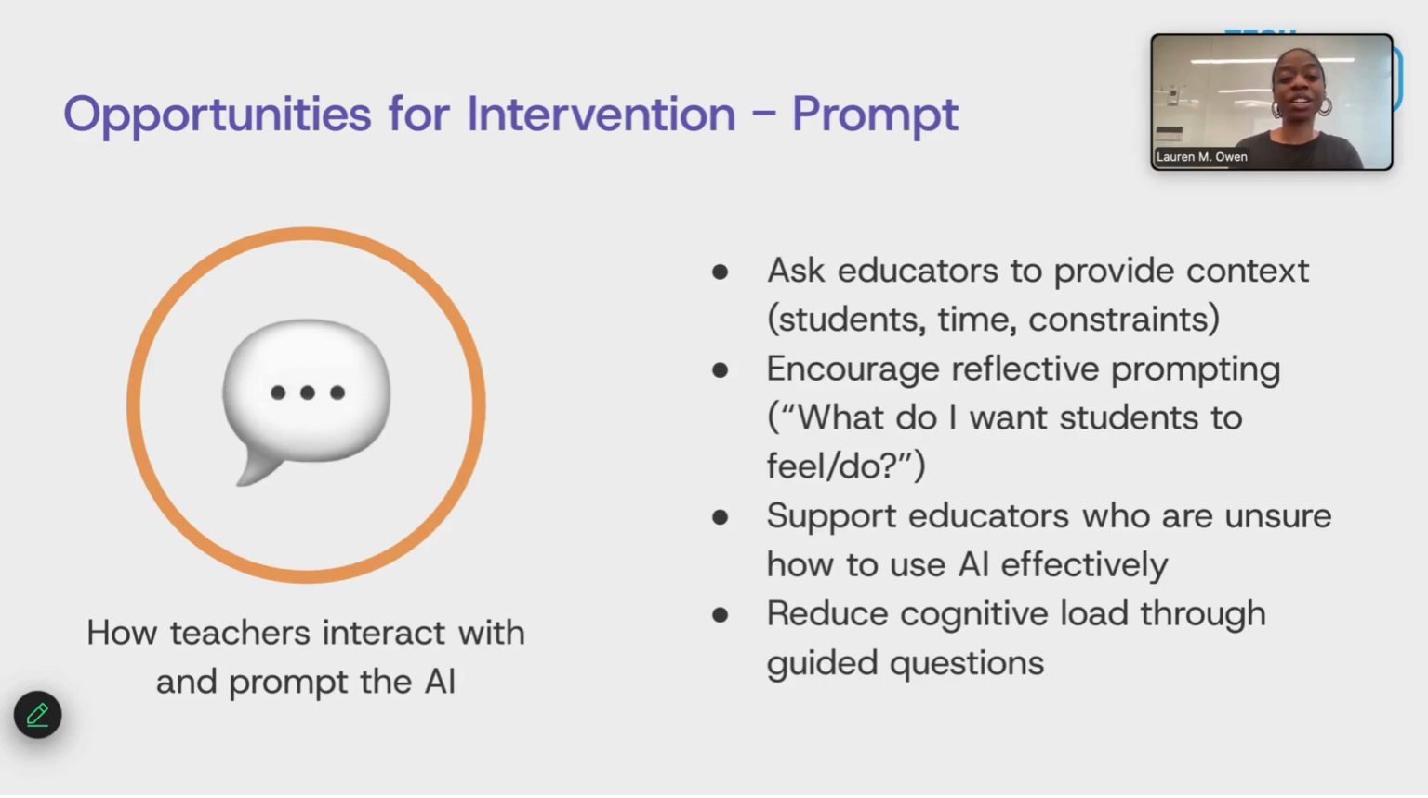In prompting, where we're seeing how teachers actually interact with AI, we could make sure that our bot actually wants context, getting that information from teachers about who their students are, how much time they have, and other constraints before providing any outputs. We could encourage reflection. We could also support educators who are unsure of how to use AI and try to reduce cognitive load through guided questions.